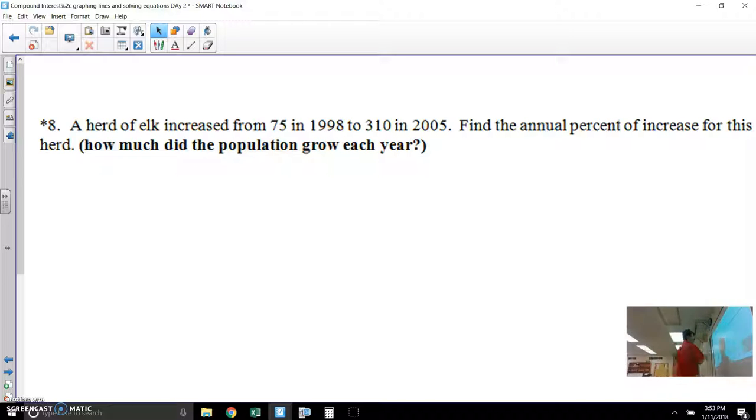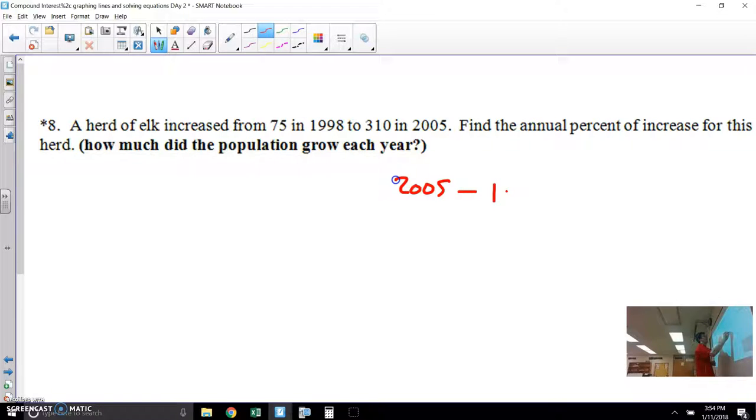Herd of elk increased from 75 in 1998 to 310 in 2005. So obviously we've gone way up in about 7 years. Okay, so find the annual percent of increase for this herd. And so I really want to think, okay, from 2005, starting at 98, that's 7 years. Okay, I mentioned that a second ago.